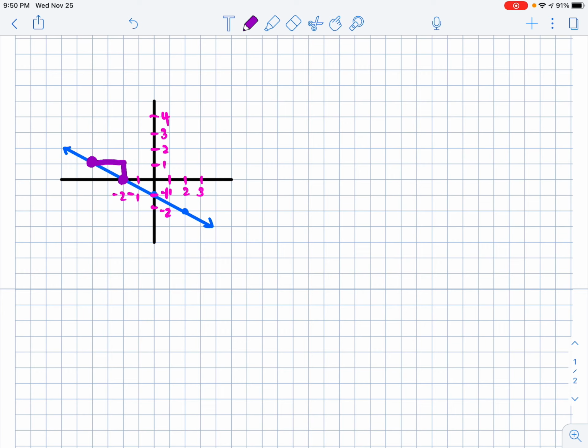And we find the rise. So this is the rise, and it's just equal to 1. And this is the run, and it's equal to 2. Now, since our line is sloping down to the right, it actually means it's going to be a negative rate of change. So the rate of change of this line is equal to 1/2. And since it's going down to the right, it's -1/2.